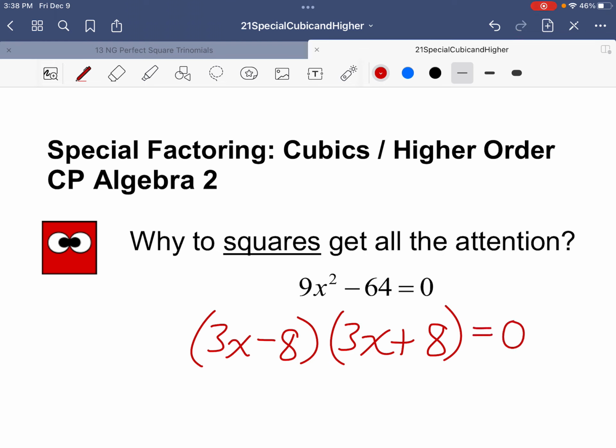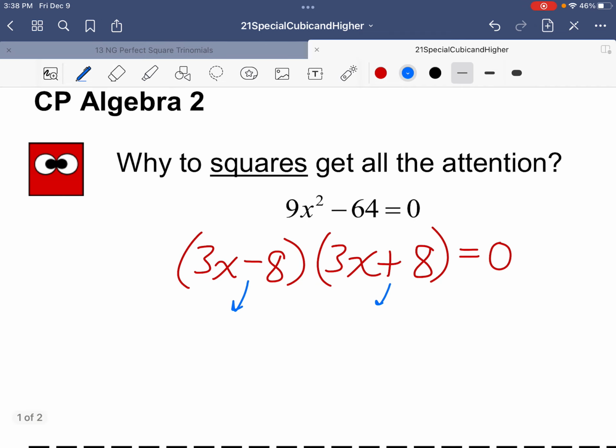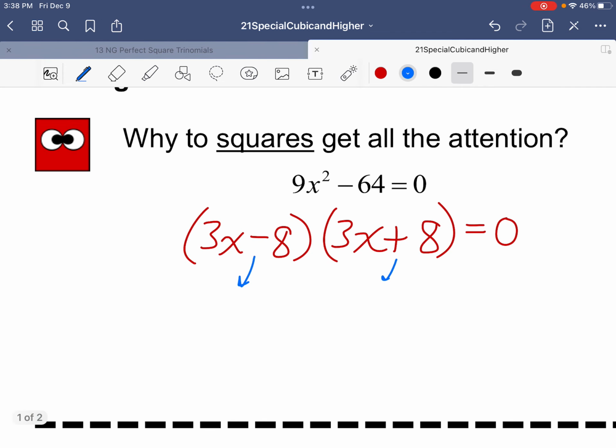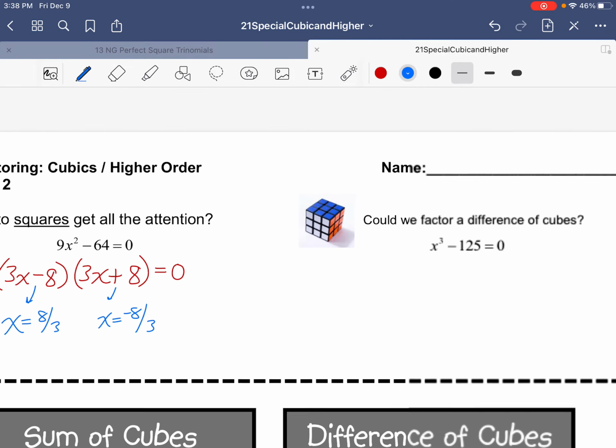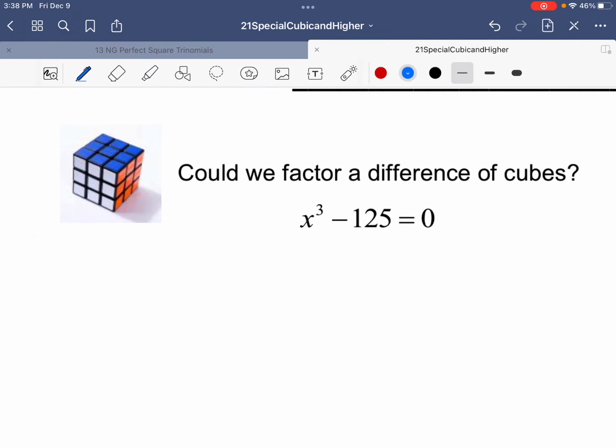Well, not anymore. We're going to look at a different type of difference. Now, by the way, before we do that, we certainly can solve both these expressions. Remember, that's what we're really trying to do. We're trying to solve them. All you have to do is set them equal to 0 and do a little bit of adding, subtracting, dividing. But what I really want to focus on with you today is a different type of difference.